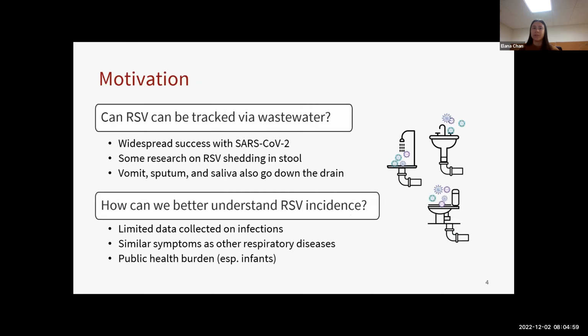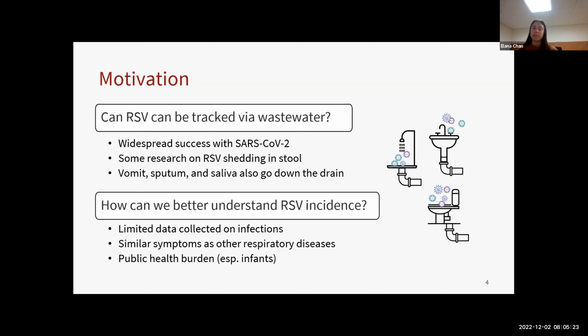Now moving on to the motivation for why we're interested in using wastewater-based epidemiology to monitor RSV. There are two research questions guiding this motivation. The first is whether or not we can even track RSV in the wastewater. As we've all seen through the COVID-19 pandemic, there's been a lot of success with monitoring SARS-CoV-2 in wastewater, and this has been a really valuable tool for monitoring the pandemic.